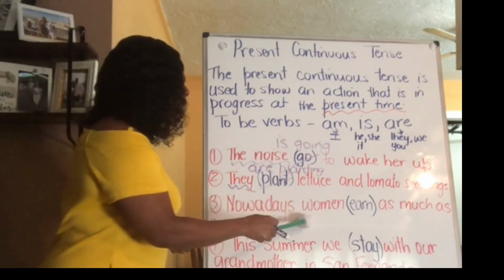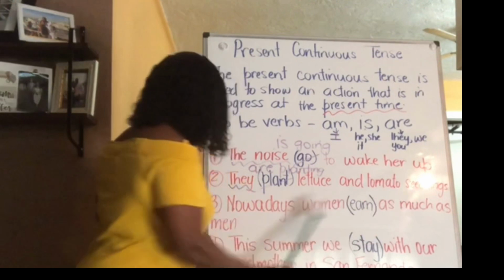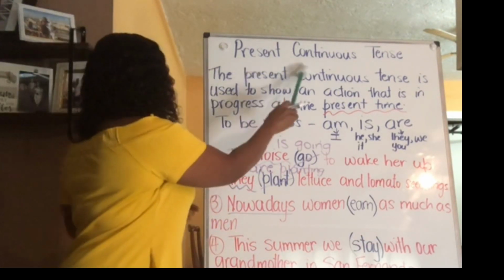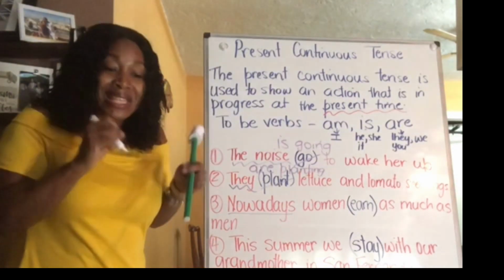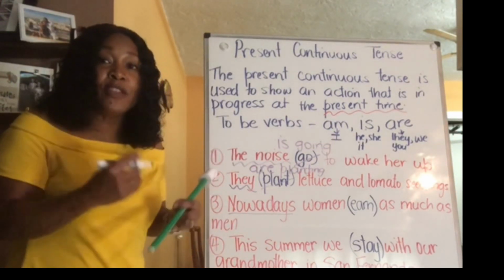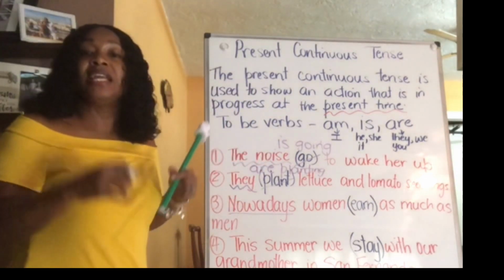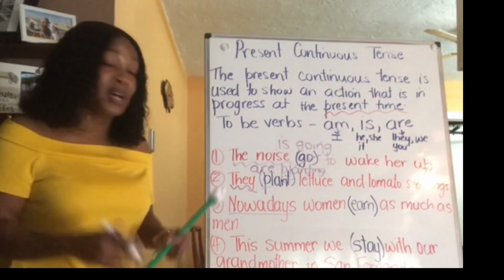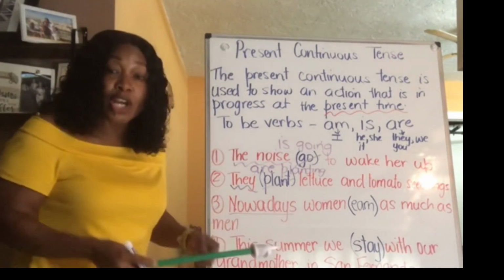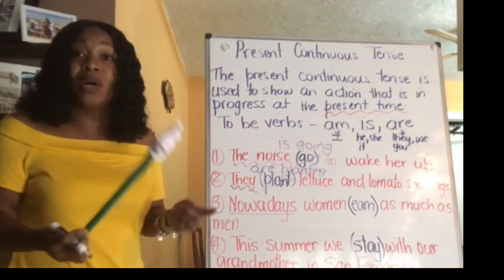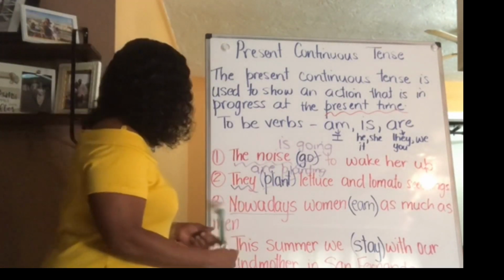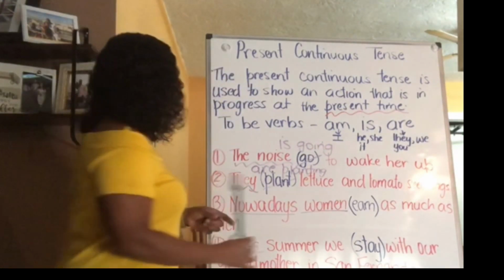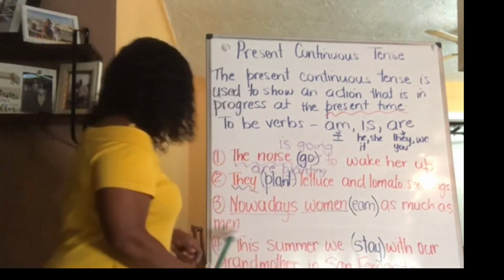Number 3, nowadays women earn as much as men. Remember, we said continuous tense doesn't necessarily mean this exact minute, even though it's present continuous. It doesn't mean this exact minute. So it can be this year, this week, this month. It can be nowadays, because today is included in nowadays. So nowadays, women, how many? More than one. Earn as much as men.